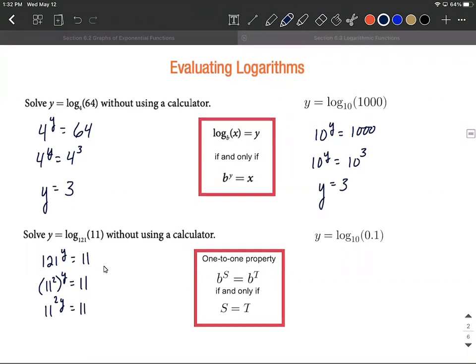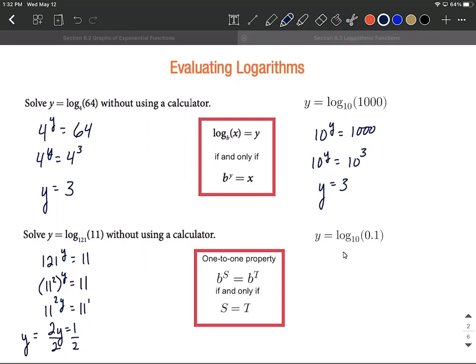Now it may not look like we have an exponent on the right-hand side, but that's really 11 raised to the first power. If it's easier to see, you can write that 1 up in the exponent. Now we're into this format for the one-to-one property where we have 11 raised to a power on both sides. So we can drop the bases, set the exponents equal to one another, and then solve the resulting equation. If we want to get y by itself, we'll divide both sides by 2. This will give us y equals 1/2.